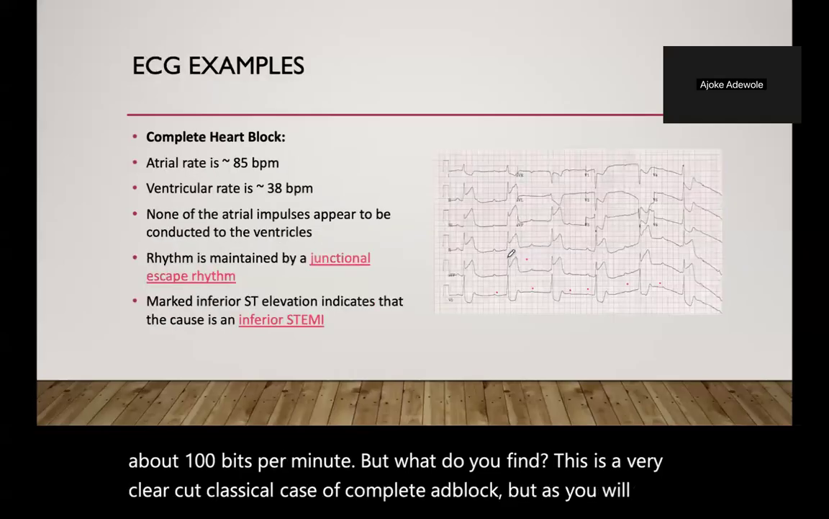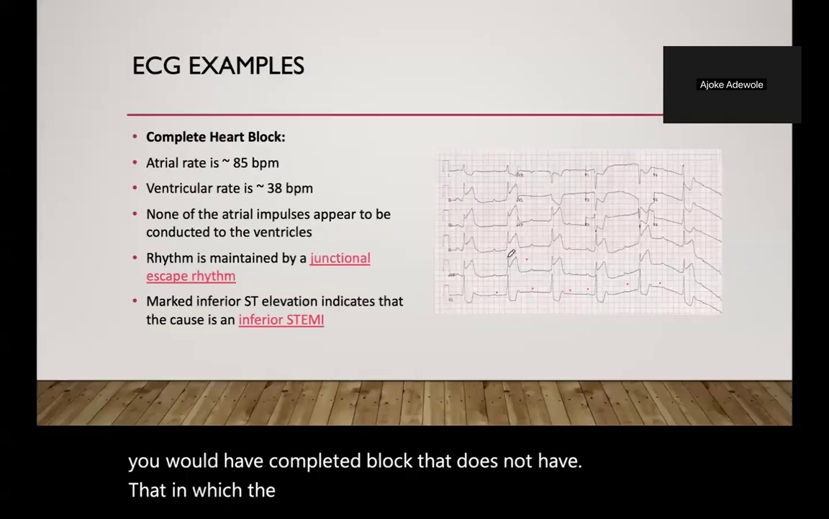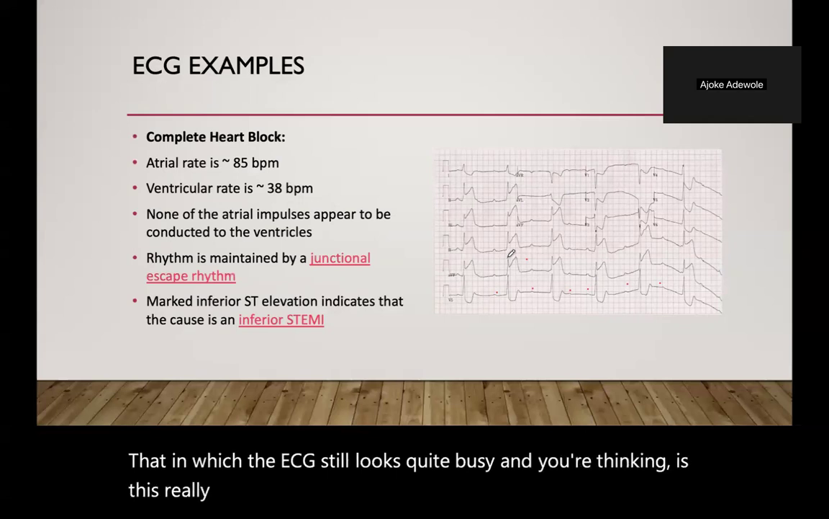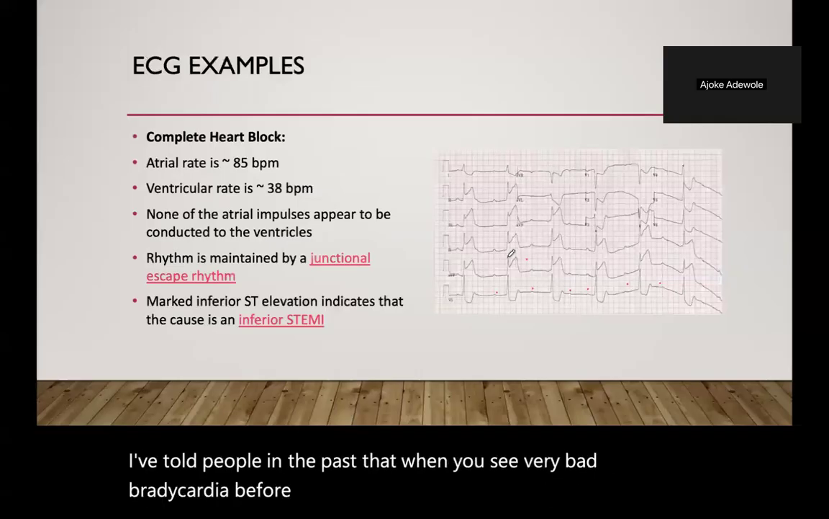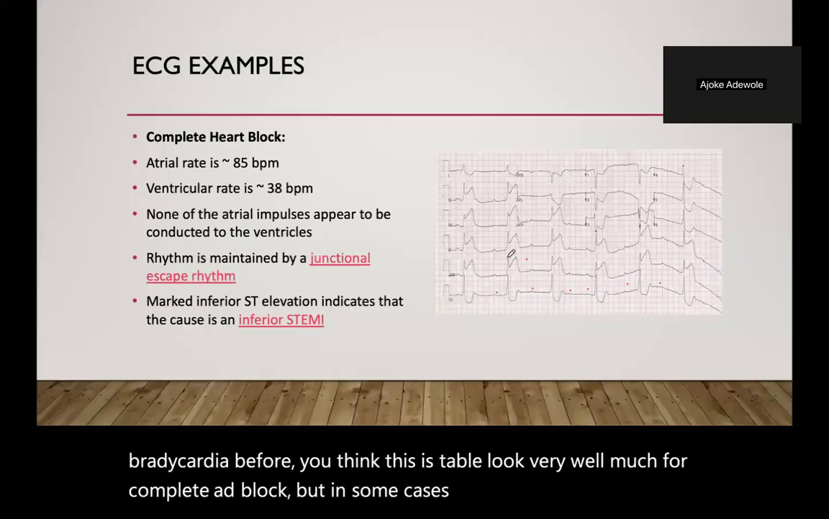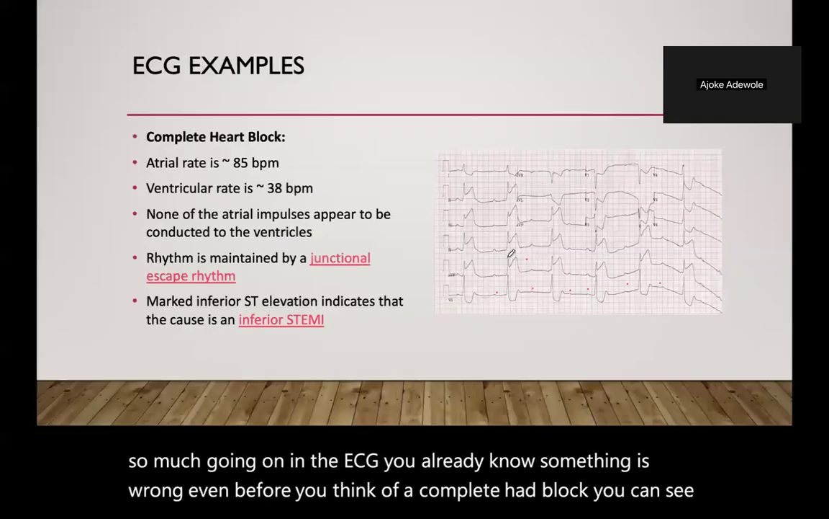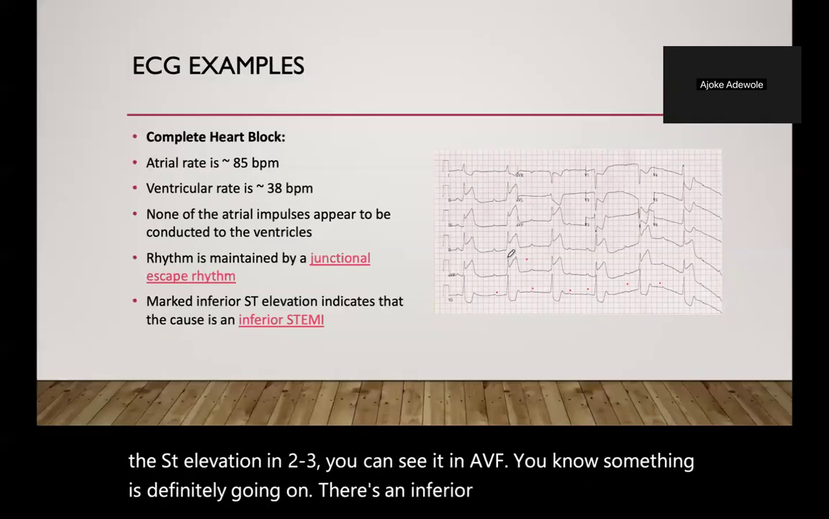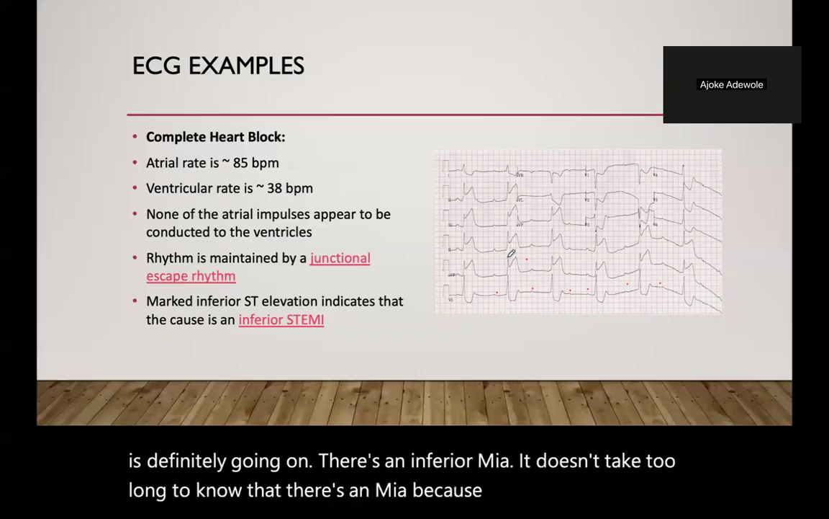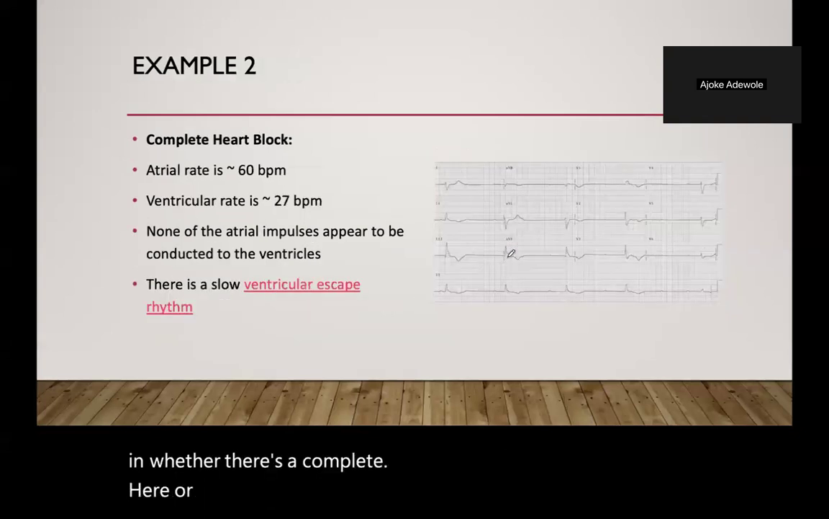But as you will see, you can have complete heart block in which the ECG still looks quite busy, and you're thinking, is this really a complete AV block or not? I've told people in the past that when you see very bad bradycardia, before you think this is stable, look very much for complete AV block. But in some cases it's a bit dodgy, and there's so much going on in the ECG you already know something is wrong. You can see the ST elevation in 2, 3, and AVF. There's an inferior MI here. It doesn't take too long to know there's an MI because of the reciprocal changes, even if you're not interested in whether there's a complete heart block or not. But in cases like this, it's much more obvious.